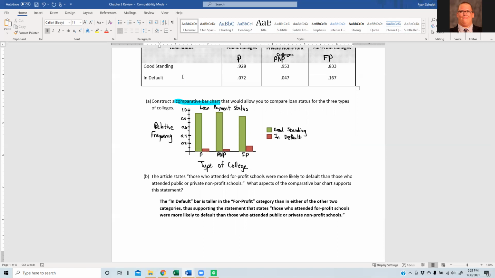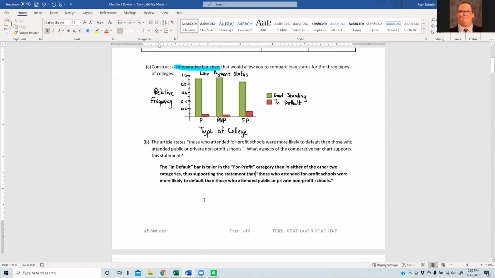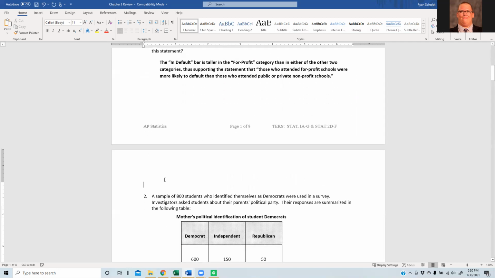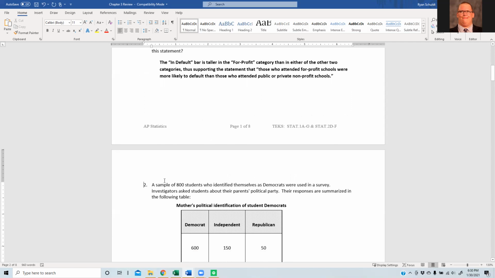Okay, so the in default bar is taller in the for-profit category than in either of the other two categories, thus supporting the statement, those who attended for-profit schools were more likely to default than those who attended public or private nonprofit. Okay, so there's that one. We did the chart and then we had to analyze the chart. Let's look at number 2.